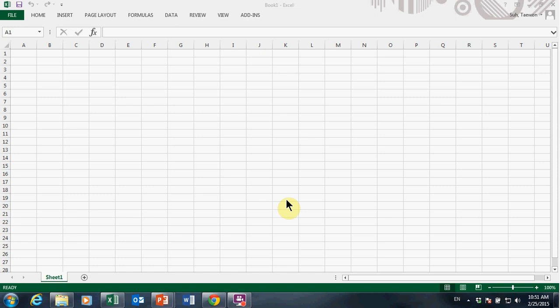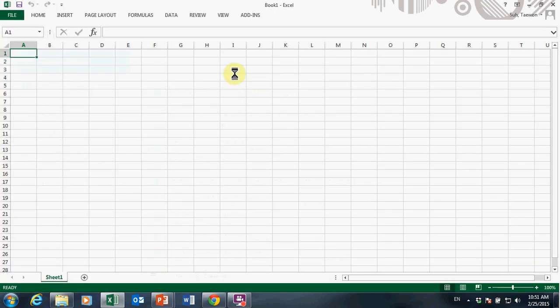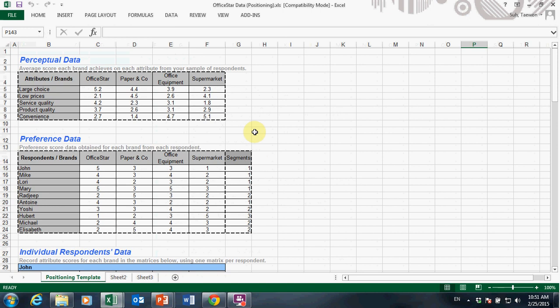Hello everyone, this is one of the marketing engineering sessions, and we are going to learn positioning technique today. We need to get the file first, and we have an example file of Office Star. For positioning technique, we need to have two types of data sets.